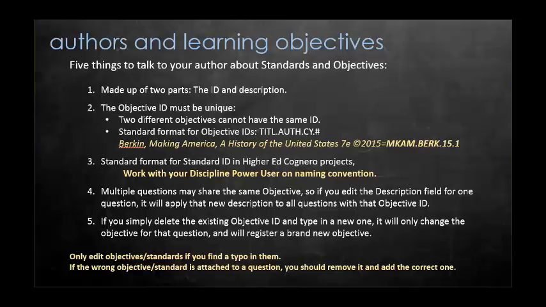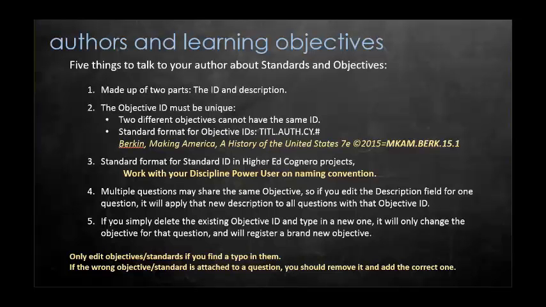We want to make sure that we make this very clear to our authors, and I've said it probably 3 times throughout the training. It's a major important step to remember, because if we accidentally make a change that goes across the board and changes all of the learning objectives for that tag, it could create quite a problem. If you delete the learning objective ID and type in a new one, it's only going to change it for that question, and it will register a brand new objective.